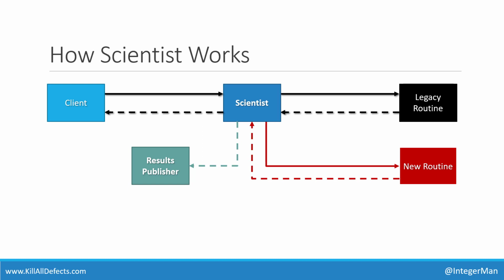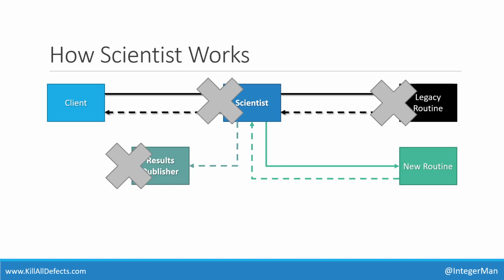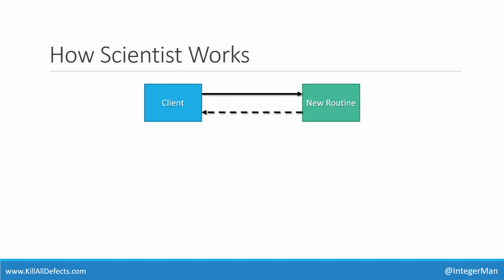Okay, so here's the problem. Now we'll be able to fix it, right? So now you deploy a fix for that, and then all of a sudden you get the same input, and Scientist is happy, and the legacy routine is happy, and you have a pretty high degree of confidence over time that your new routine is going to be as good or better than your legacy routine. And once you're happy with that, you will remove Scientist from the equation, as well as the legacy routine and the result publisher, and you'll be left with just the client calling the new routine.